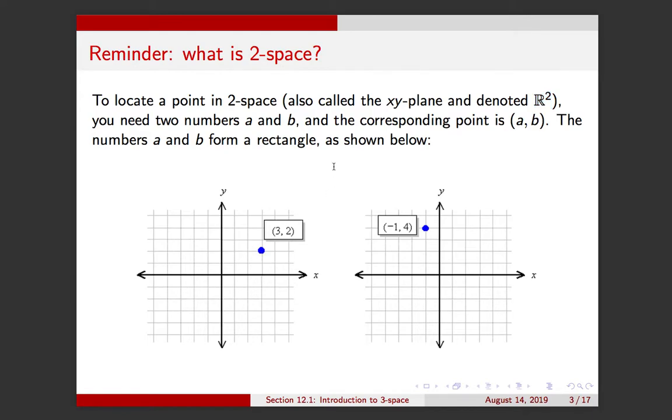So when somebody says to you, go to the point (3, 2), then you do what you've been doing since 6th grade or whatever. You march 3 units in the positive direction on the x-axis, then 2 units in the positive direction on the y-axis. With (-1, 4), you move 1 unit in the negative direction on the x-axis and then 4 in the positive direction on the y-axis. So anyway, two-space is two-dimensional because to tell me where you are, you must tell me 2 pieces of information, an x-coordinate and a y-coordinate in this case.